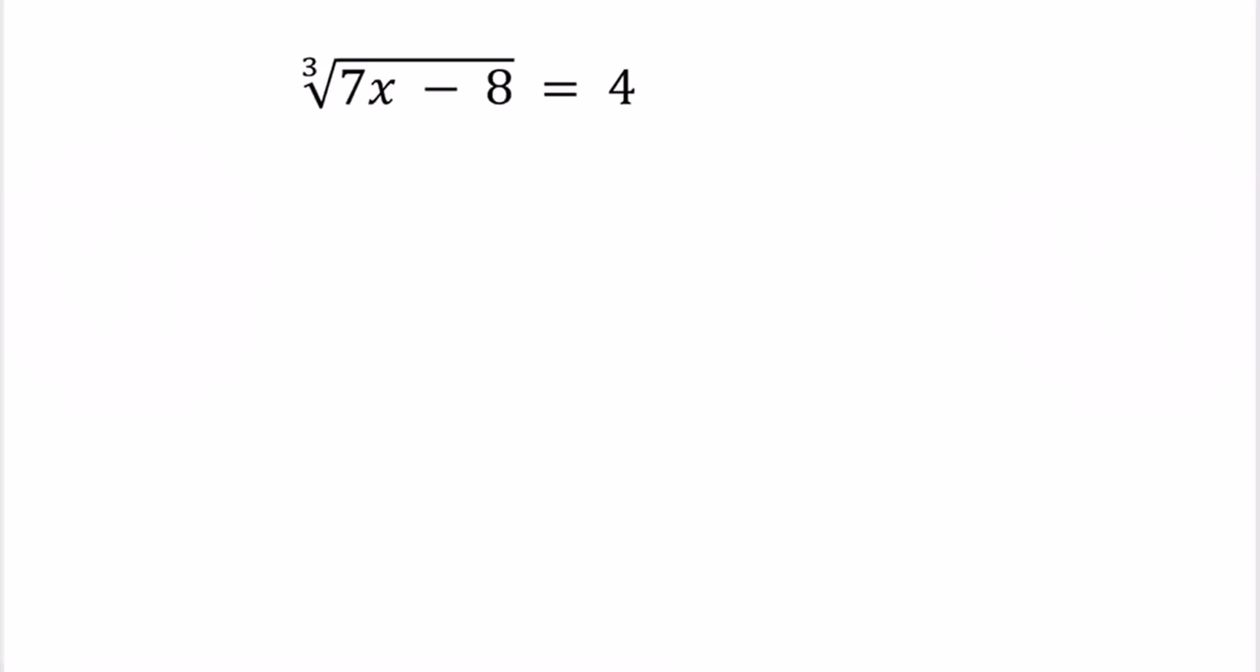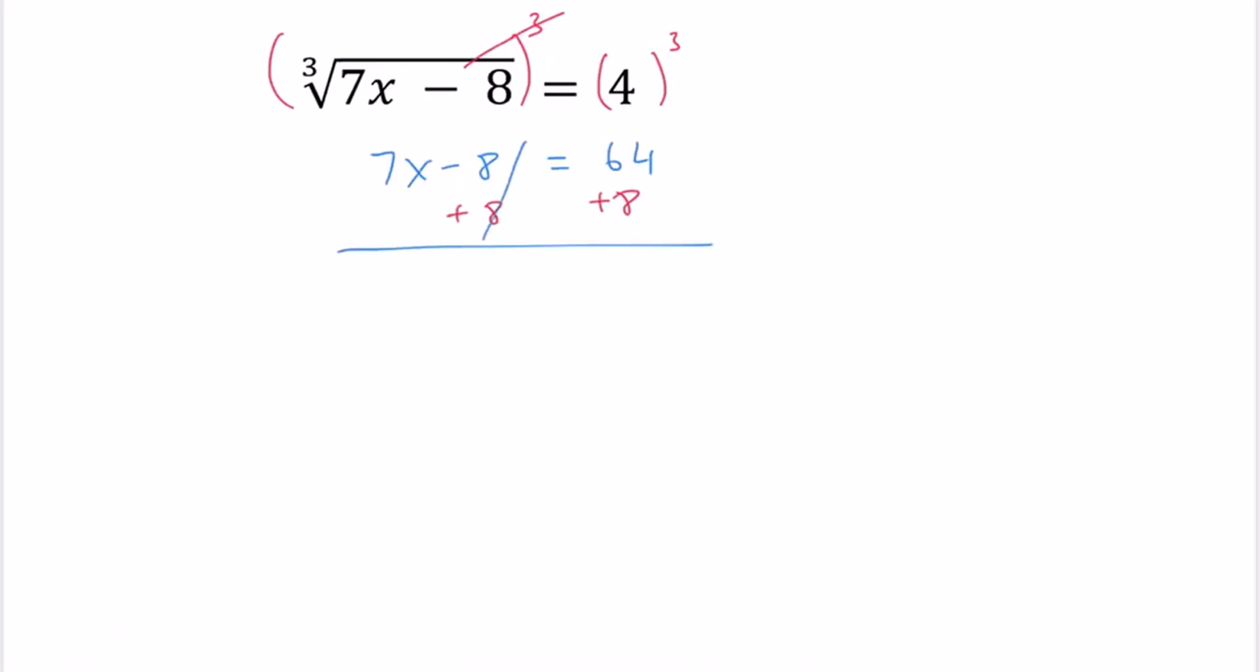Solve the cube root of 7x minus 8 is equal to 4. So here we can raise the third power on both sides. The cube root and the exponent, the third power, cancel out. And we have 7x minus 8 is equal to 64. Solve for x. Add 8 over. So we have 7x is equal to 72.